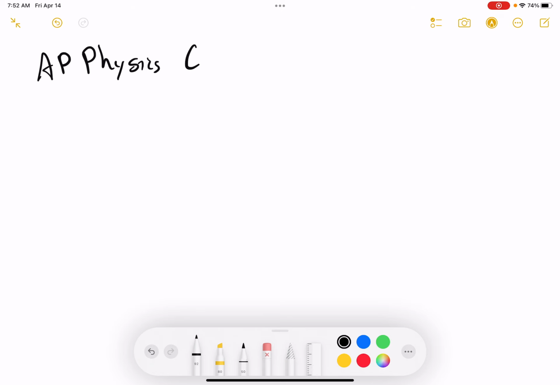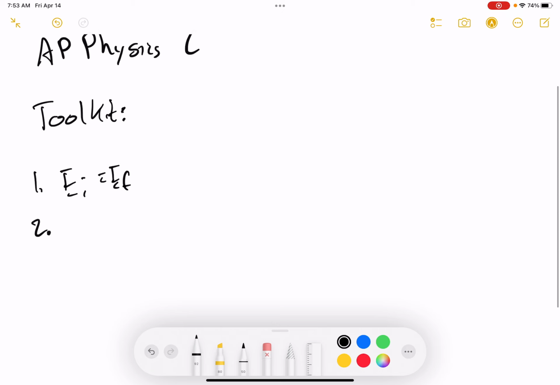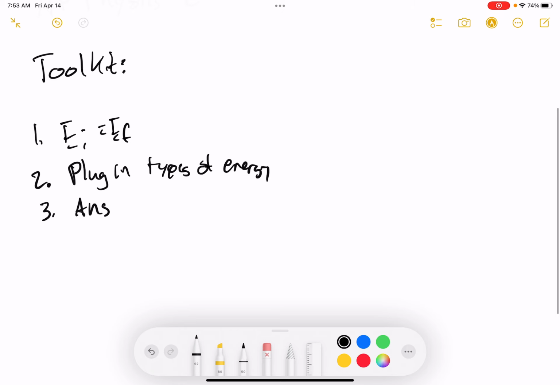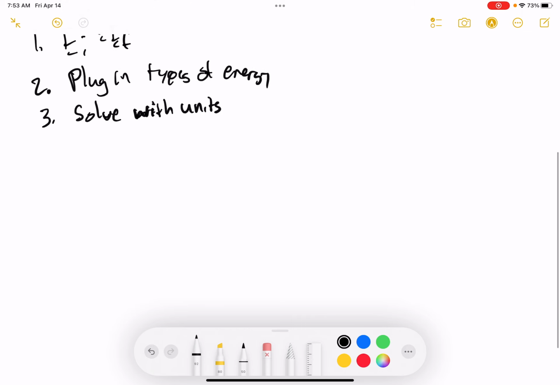So remember our steps for energy, if we go back to our toolkit. Step 1 is EI equals EF. And so we're just saying, okay, we're using conservation of energy. That's why I'm writing that down. And then step 2, plug in types of energy. And then step 3 is just answer or solve, right? We've got to solve with units. And so we just go ahead and find the answer. So this is not too bad.